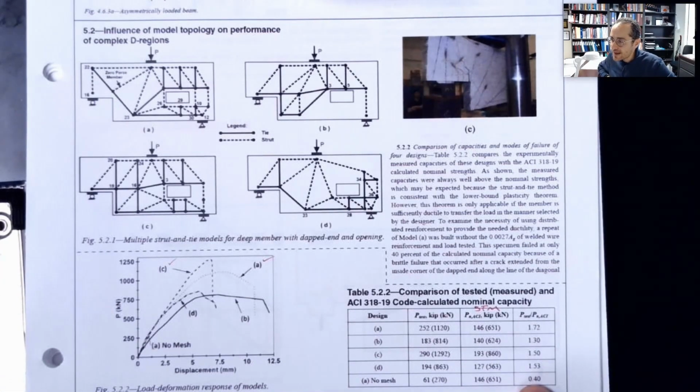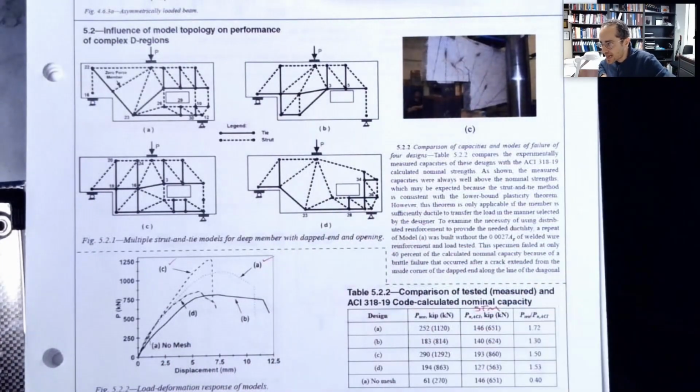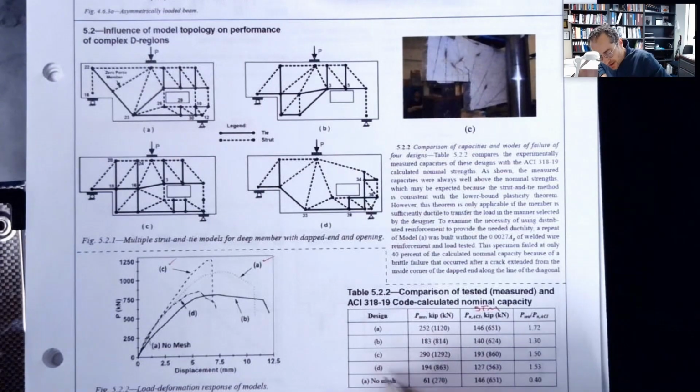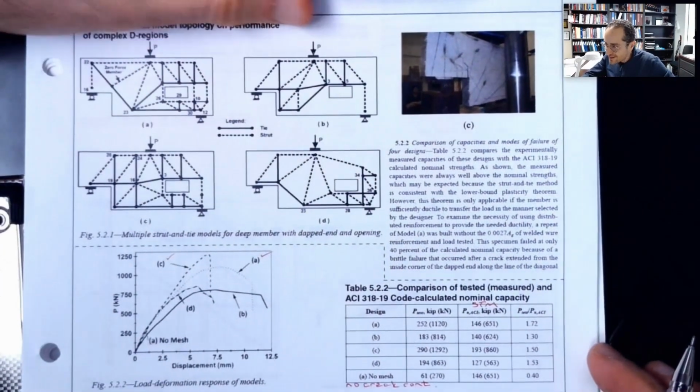The reason for that is they wanted to see the influence of crack control reinforcement. So they removed the crack control reinforcement, which is the mesh. It's a heavy mesh, on both faces and in both directions. So no mesh means no crack control. I want to highlight this.